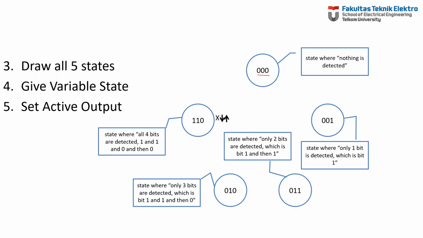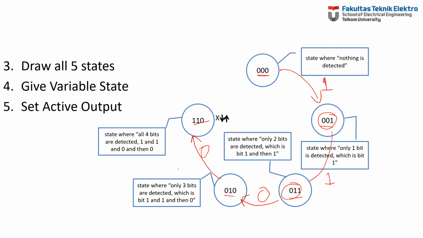Let's say starting from 0, 0, 0, and then 0, 0, 1, 0, 1, 1, 0, 1, 0, and 1, 1, 0. This is the state where nothing is detected. And this is the state where only 1 bit is detected. This is 1 bit. And this is the state where only 2 bits are detected, which is bit 1 and then bit 1. And then this one is the state where only 3 bits are detected. So 0, 0, 1. And then this is the last one. All 4 bits are detected, which is 1, 1, 0, and then 0.